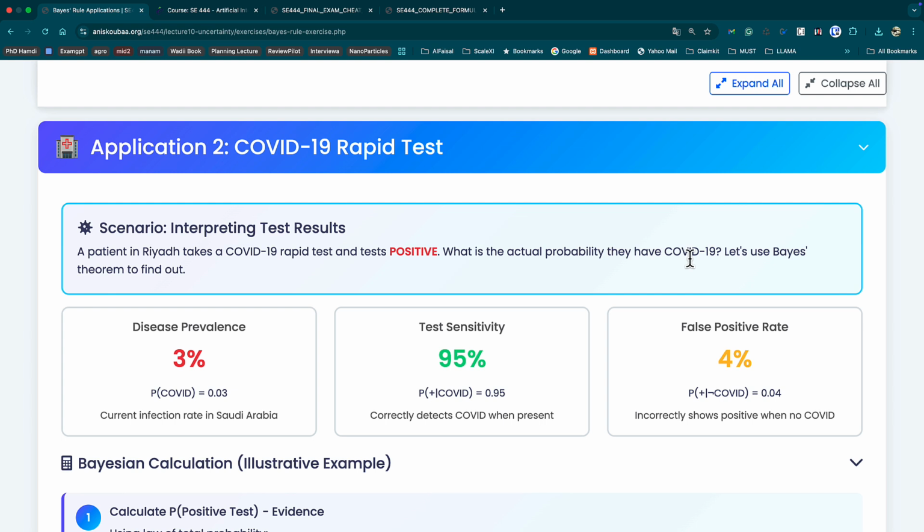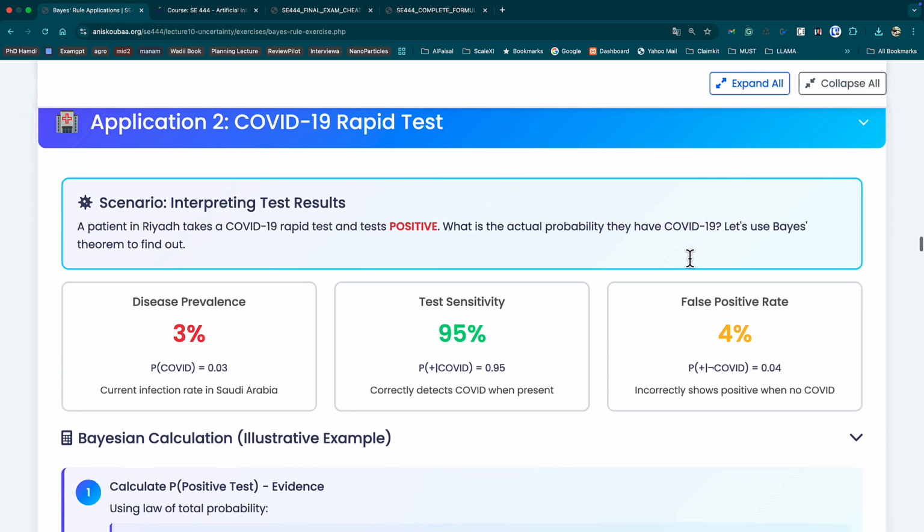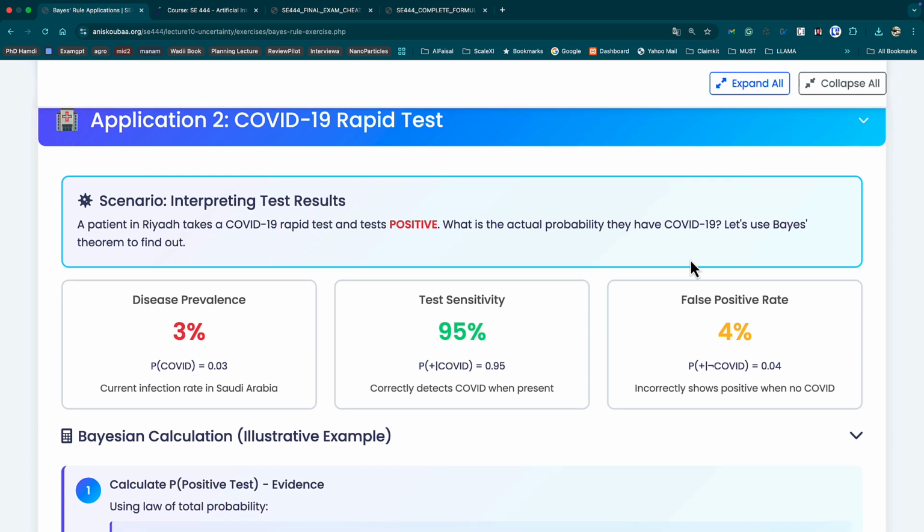You need to identify the right question. What do we need to calculate? The probability of COVID given the evidence, which is a positive test. So you always need to identify the posterior. If you don't identify the posterior and the evidence, you cannot solve it. So this is the first thing. Now the second thing, I need to know what is given to me to solve this problem.